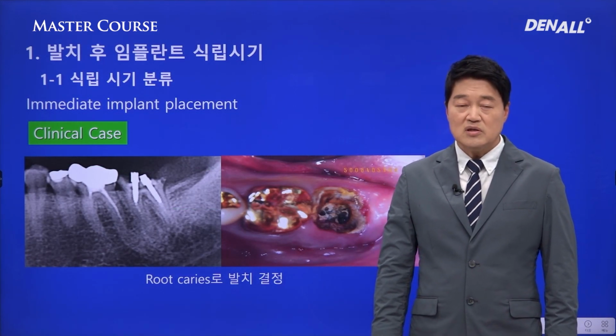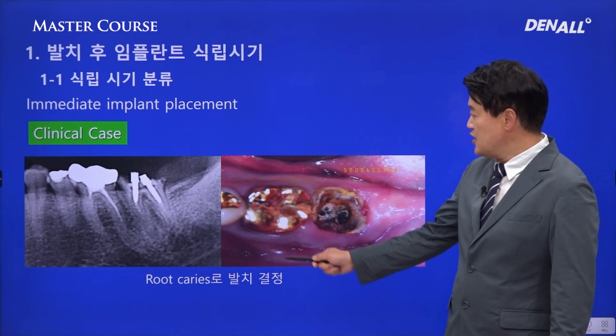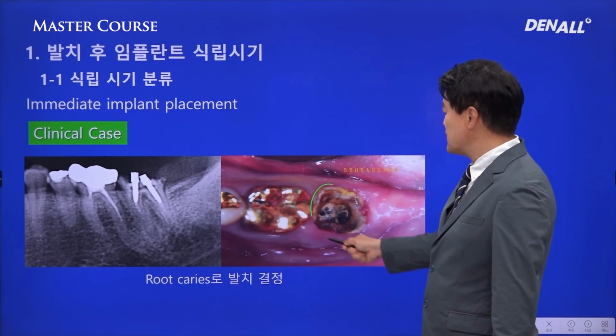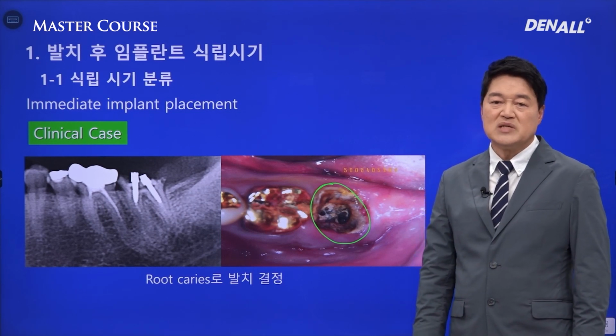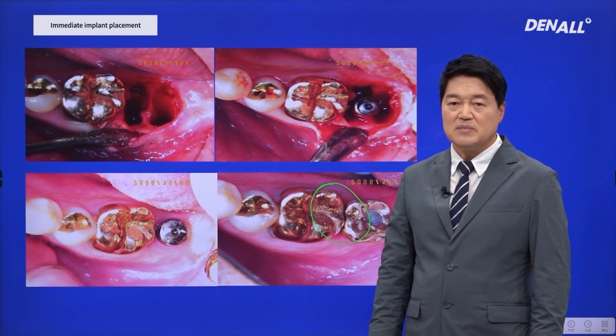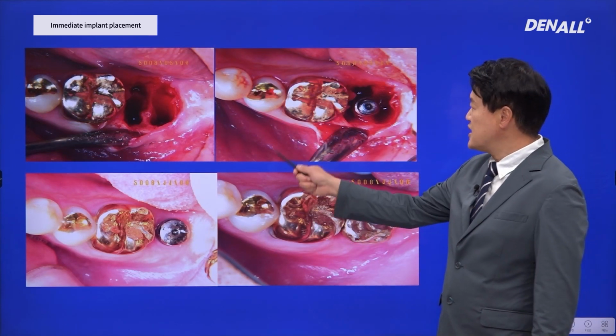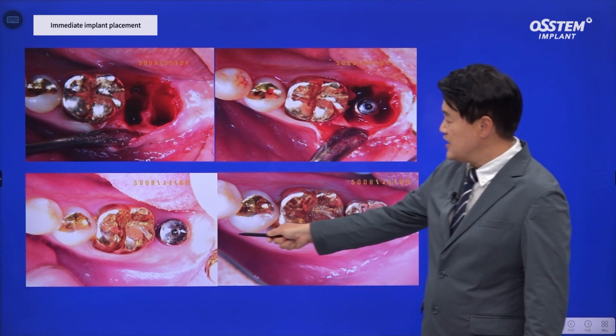If you look at immediate implant placement case, this is root caries. Because of it, extraction was done. This is an immediate implant placement indication. After extraction, implant was placed and healing was done nicely and prosthesis was delivered.